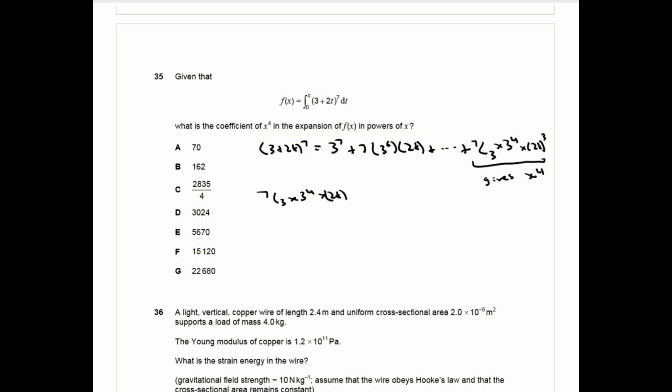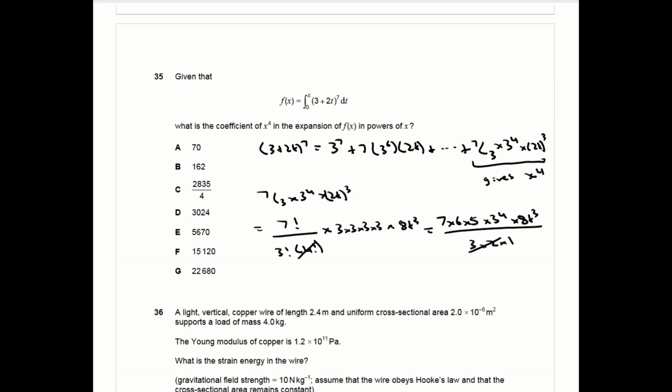So the coefficient of the t cubed term is 7C3 times 3 to the 4 times 2 cubed by the binomial expansion. And this comes up as 35 times 81 times 8. You then divide this by 4, the same way as when you're integrating: add 1 to the power and divide by the new power, to give the coefficient of x to the 4 as 5670, which is E.